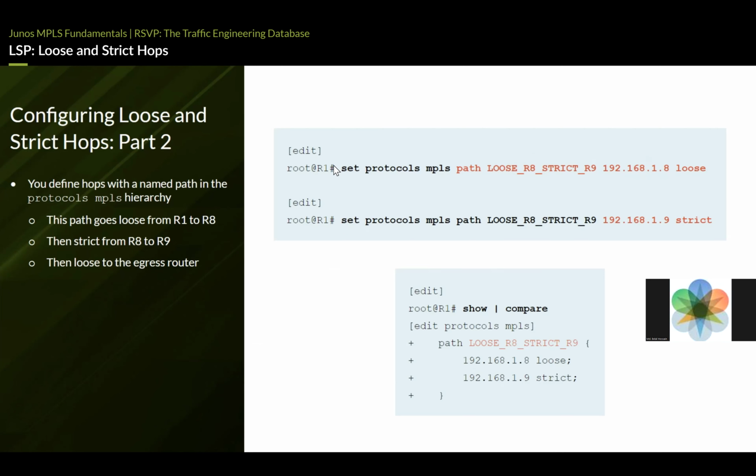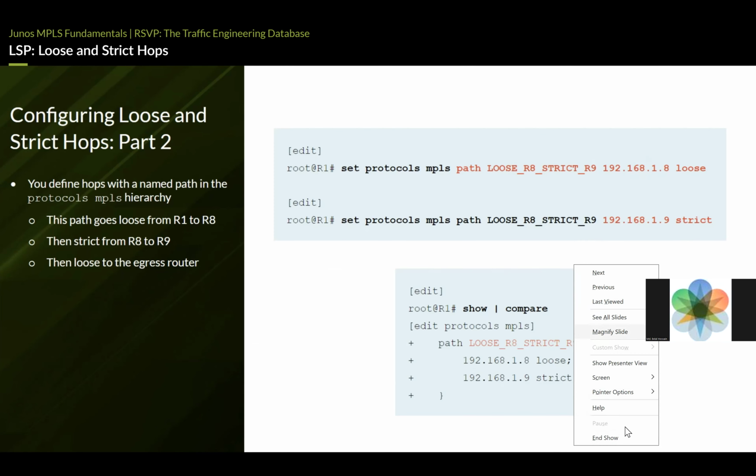Now I'm in router 1 and define the next hop. Next hop is router 8 loopback. So this destination is not directly connected, so we have to use loose mode. And second example, set protocols MPLS path, then path name, then this is the path. And see here, 1.9 is a directly connected neighbor. So in that case, I use straight mode here. Straight.